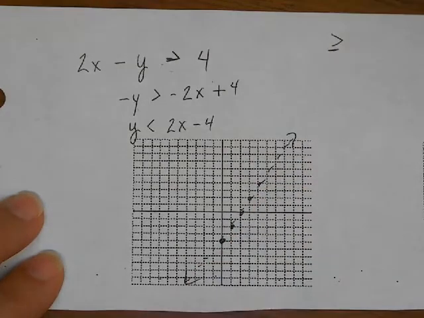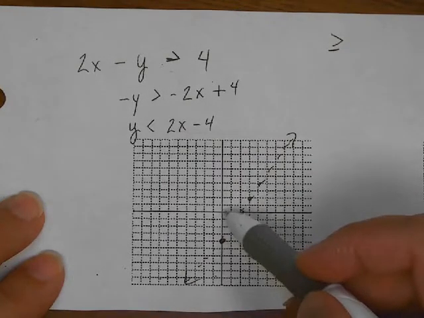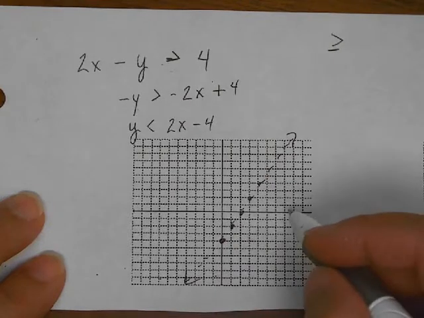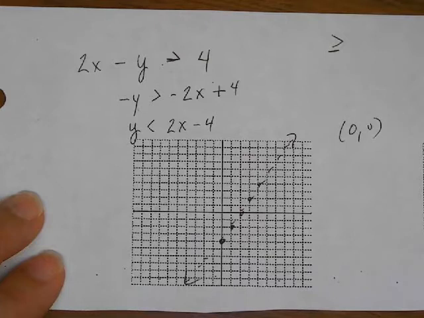And then I have to determine if I'm going to shade the points on the top or the bottom. Some teachers teach just pick a point and test it. So let's actually pick a point. Let's pick the point 0, 0 and test it and see if it works.